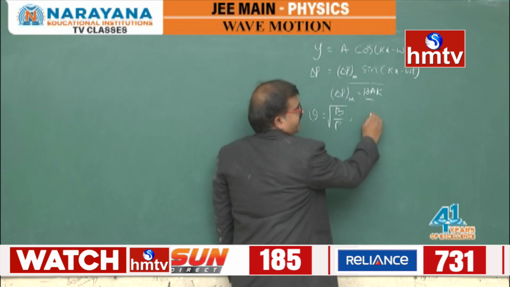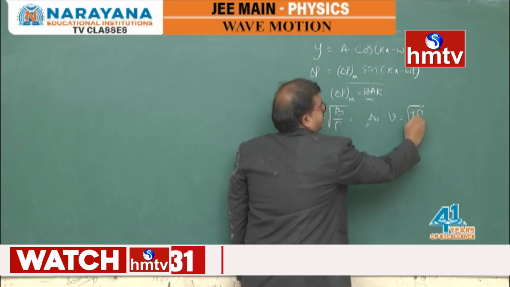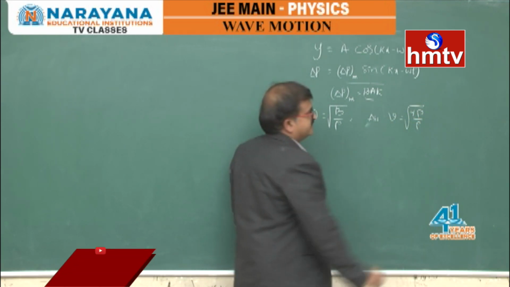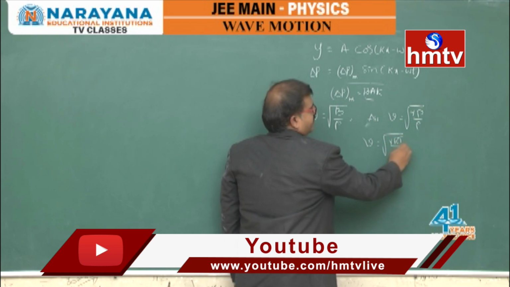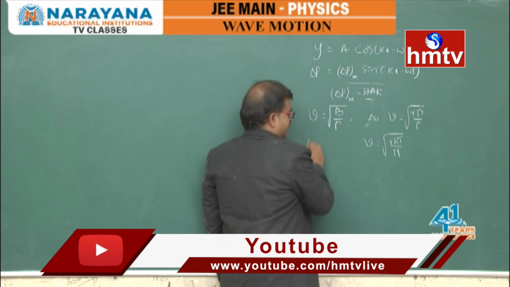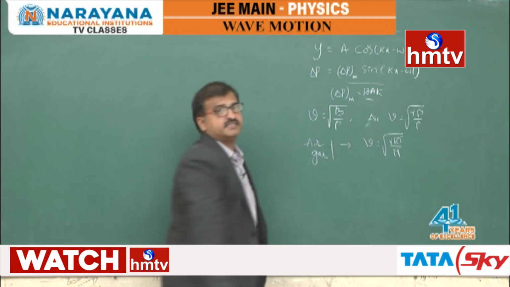In the case of air or gases, V is equal to root over gamma P by rho, or V is equal to root over gamma RT by M. In the case of air or a gaseous medium, you will get this expression.